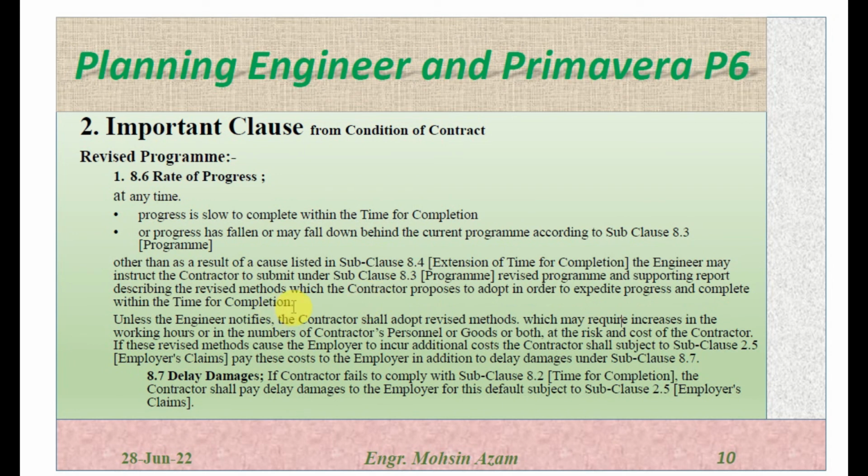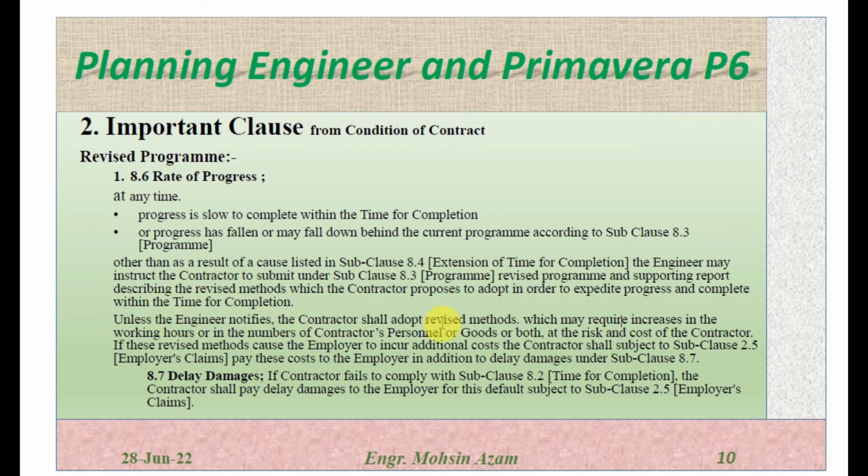So if the progress is slow, or if the contractor is behind the submitted program under 8.3, he has to submit the revised program with all the supporting documents, and he has to describe what procedure he will adopt and how he will expedite the progress so that he can complete the project within the specified time, if he is not entitled to the extension of time.